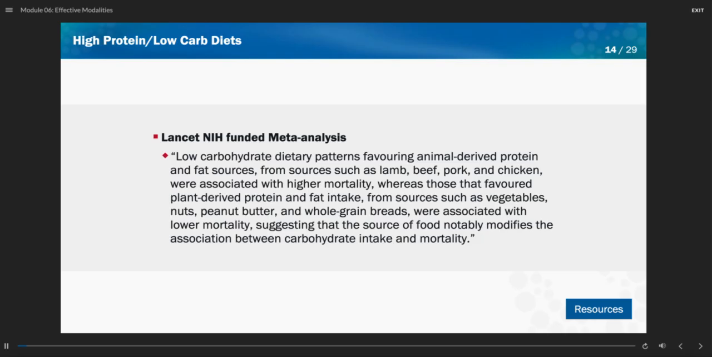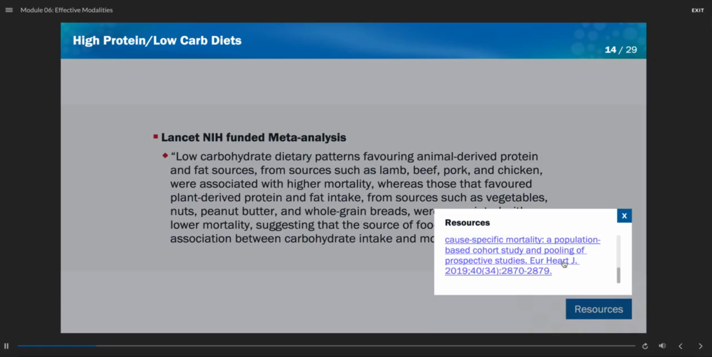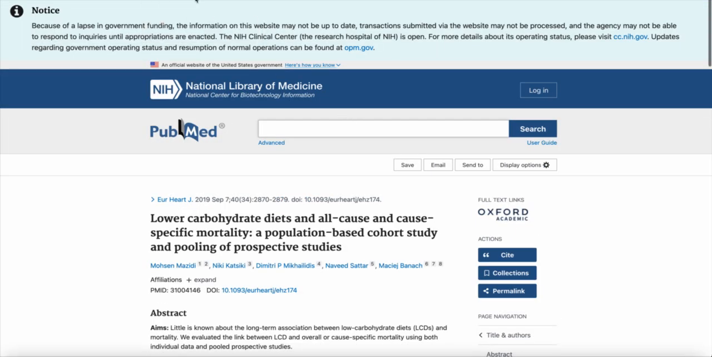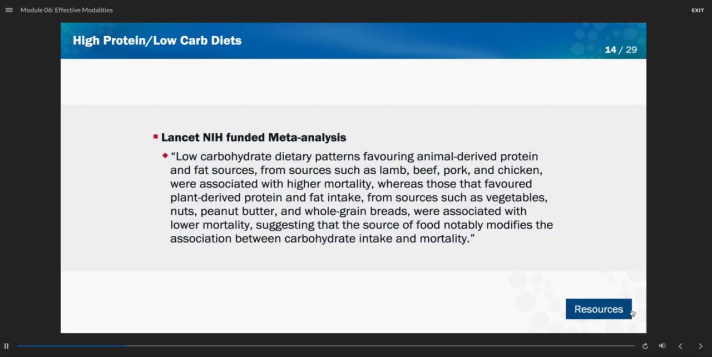And in 2018, in a study published in Lancet funded by the NIH, they had this conclusion that low carbohydrate dietary patterns favoring animal-derived protein and fat sources, pork and chicken, were associated with a higher mortality rate, whereas those that favored plant-derived protein and fat intake, such as vegetables, nuts, whole grains, were associated with lower mortality, suggesting the source of food notably modifies the association between carbohydrate intake and mortality.